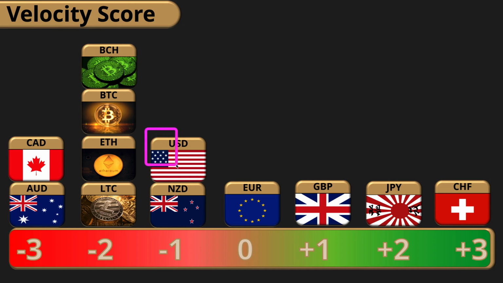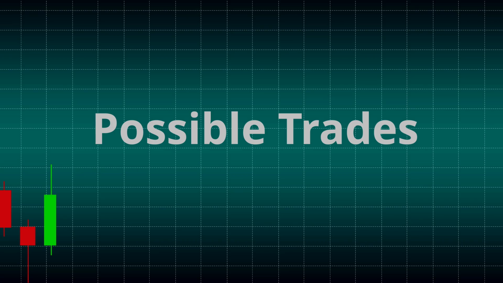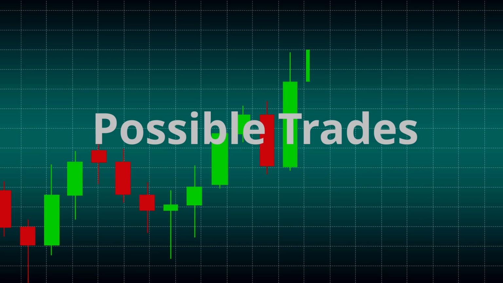But next week is going to be all about the dollar. The dollar can really shift these scores. It's at a -1. It can easily jump to a +1 or +2 next week, especially if we get a hotter CPI report. So let's talk about possible trades and take a look at what we can expect and which chart looks the best for next week.